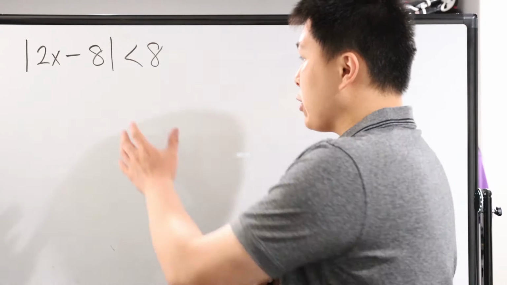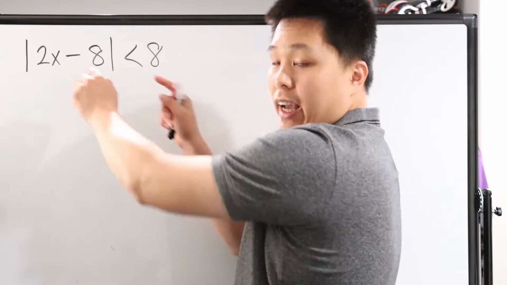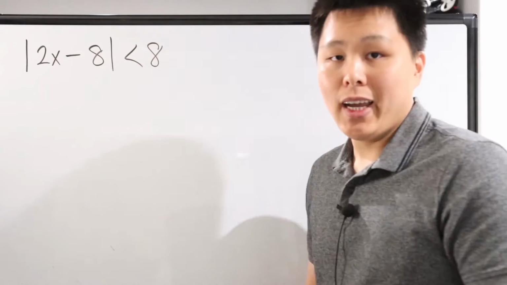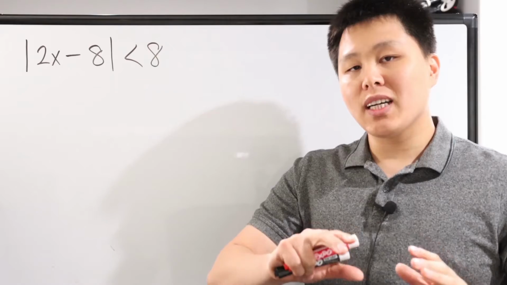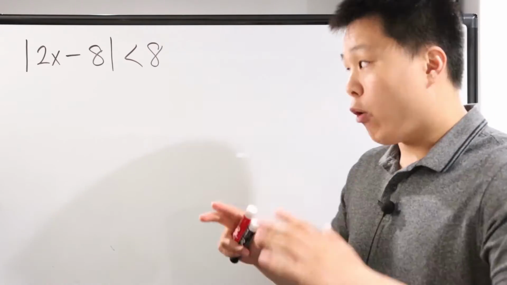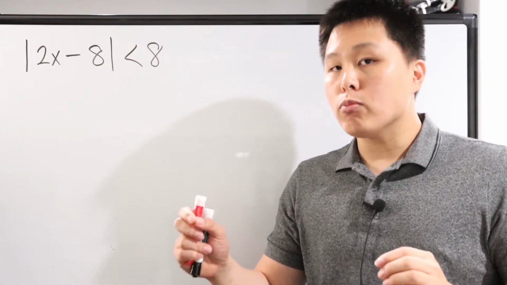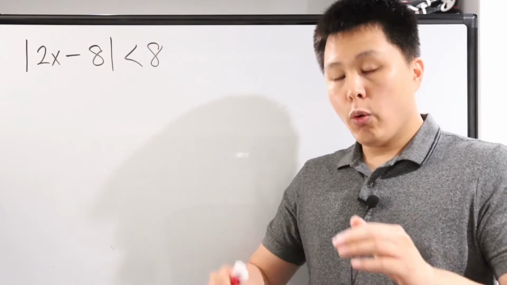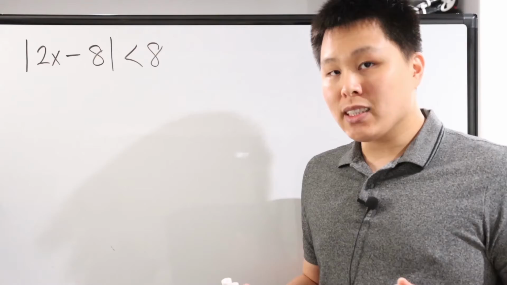Alright, so for today's video, we have this problem. Here we have the absolute value of 2x minus 8 is less than 8. Now this is a wonderful problem in that it is designed to test if you understand what absolute value really means. Remember, absolute value is talking about the distance between some number and 0. That is it. Whether it's going in the positive direction or the negative direction doesn't matter.